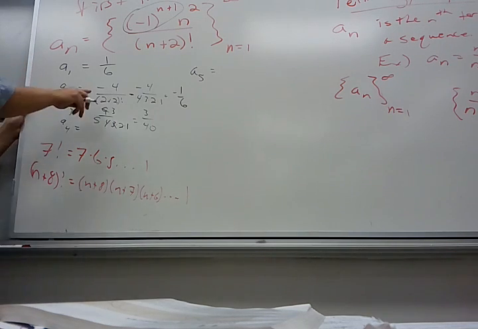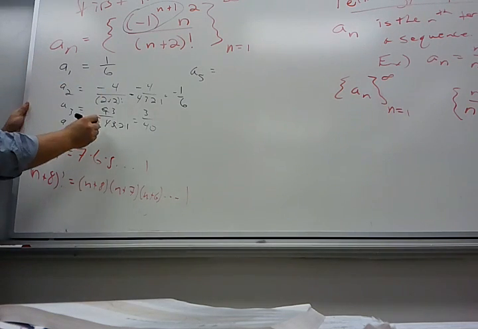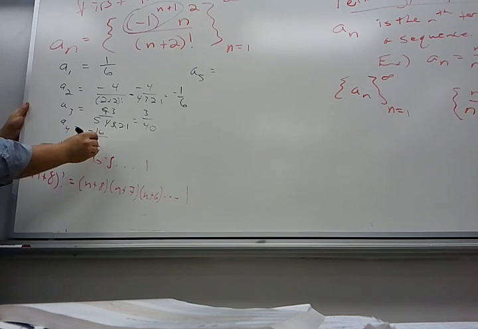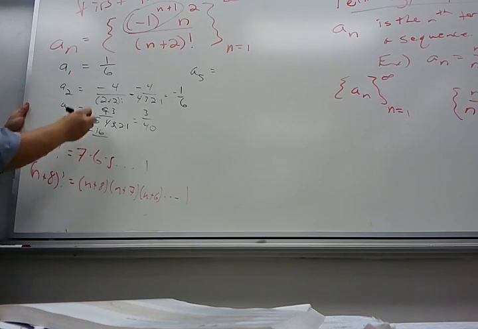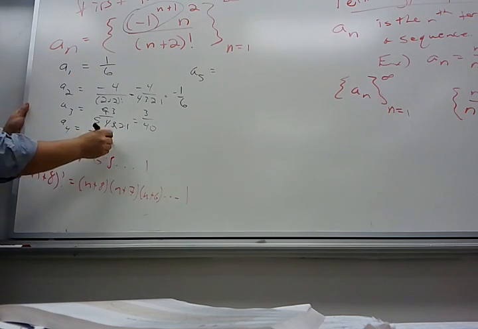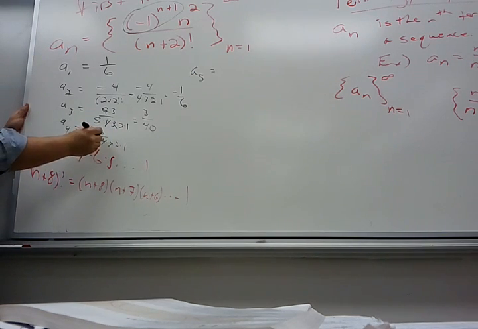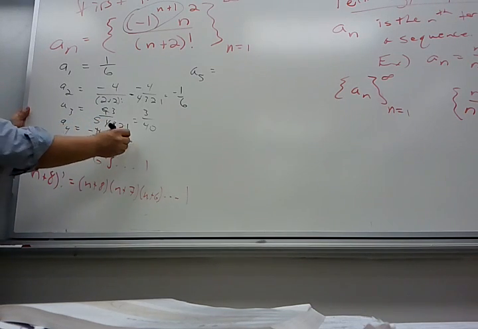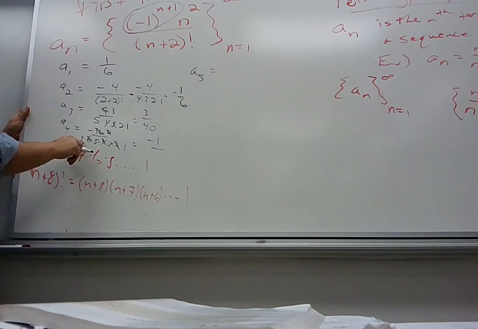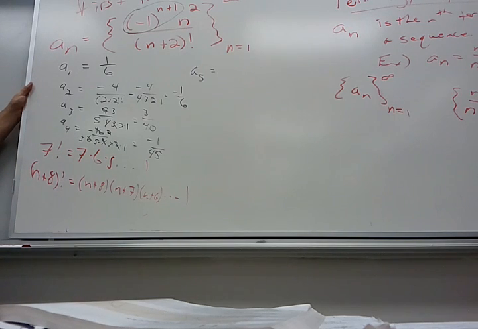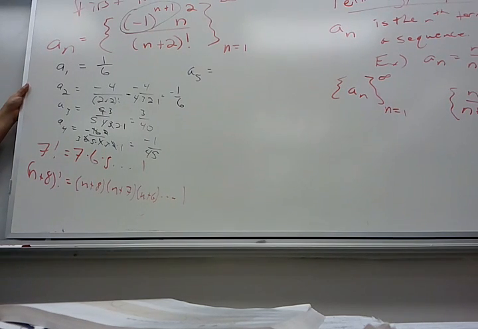And same thing, now every other one is negative. N squared, so 4, now 16. 4 plus 2 is 6, so 6 times 5 times 4 times 3 times 2 times 1. How are we doing? 8 goes into 16 twice, 2 goes into 6 3 times, so I get negative 1 over 45. This is not bad, this is not hard at all, just plug and chug.